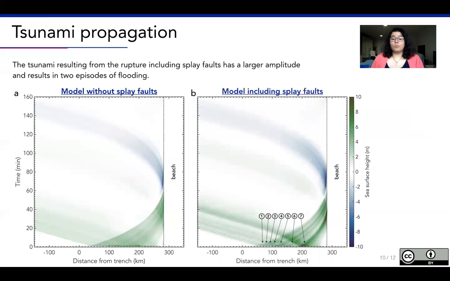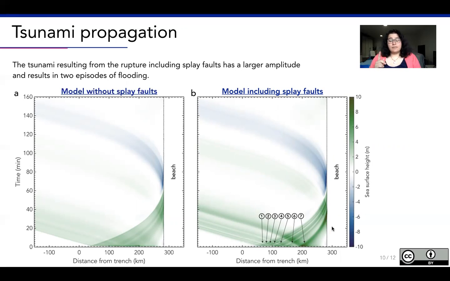If we look at the model with splay faults, we see that there are multiple wave crests. Actually, there are 7 main ones, where 6 of them correspond to the 6 splay fault geometries, and the last one corresponds to the shallow tip of the megathrust. And this then results in a much more complicated inundation pattern. Most notably, we get 2 episodes of flooding.